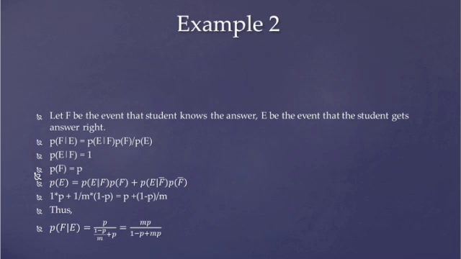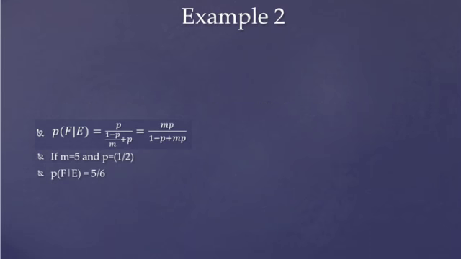So overall, we have 1 times p plus 1 over m times (1 minus p), equal to p plus (1 minus p) over m. So the probability of F given E is equal to p over (1 minus p) over m plus p, which, if we simplify it, is equal to mp divided by 1 minus p plus mp. For example, if m equals 5 and p equals 1/2, then the probability that the student knows the answer to a question he or she answered correctly is 5 over 6.